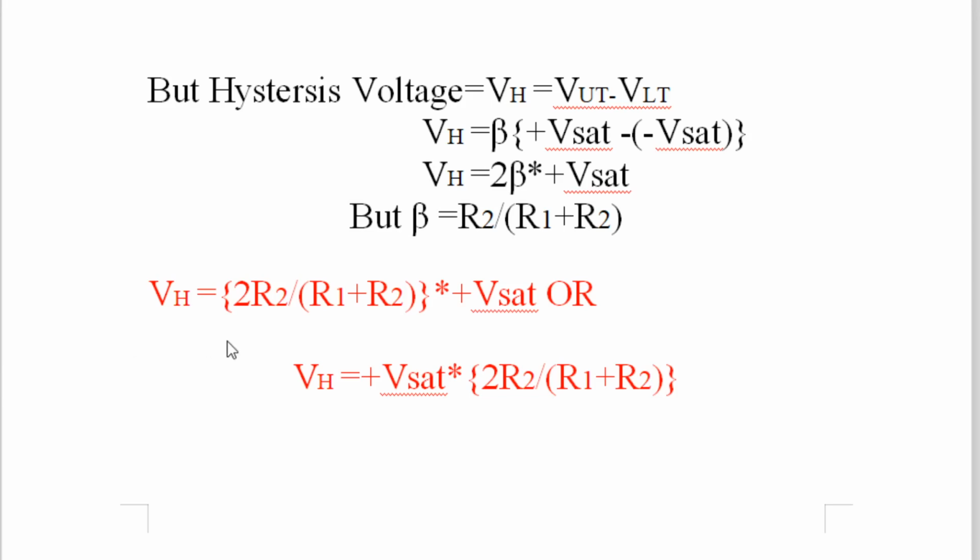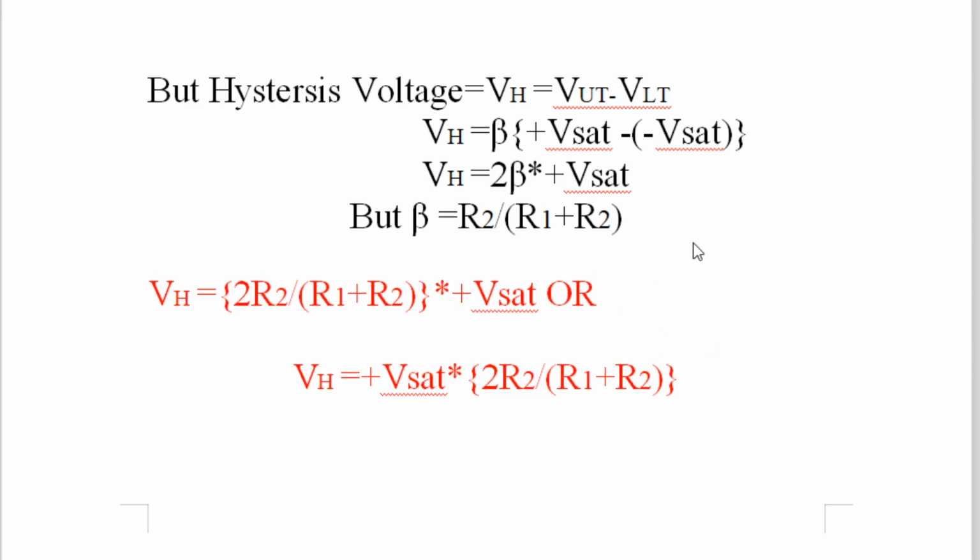See here, VH equals 2 as it is, times beta. What is beta? R2 divided by R1 plus R2. So I have written R2 divided by R1 plus R2, bracket complete, times Vsat. Or you can write the same equation another way: if somebody wants Vsat first, Vsat comes first, times 2 R2 divided by R1 plus R2. In this way, this is a very simple equation and derivation for the hysteresis voltage.